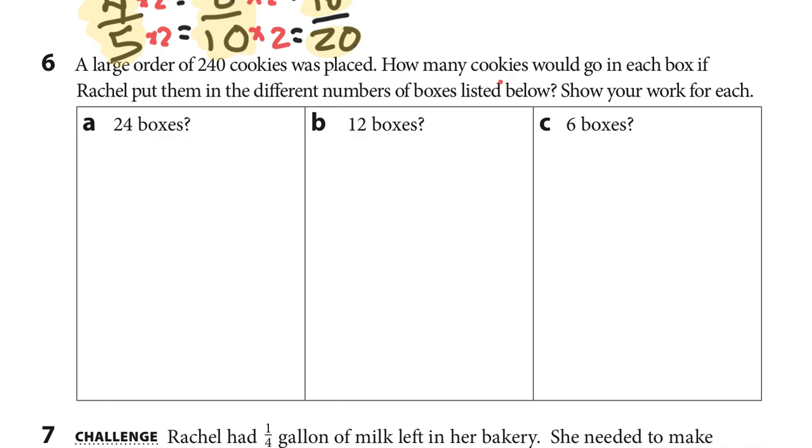A large order of 240 cookies was placed. How many cookies would go into each box if Rachel put them in different numbers of boxes listed below? You're going to show your work for each.